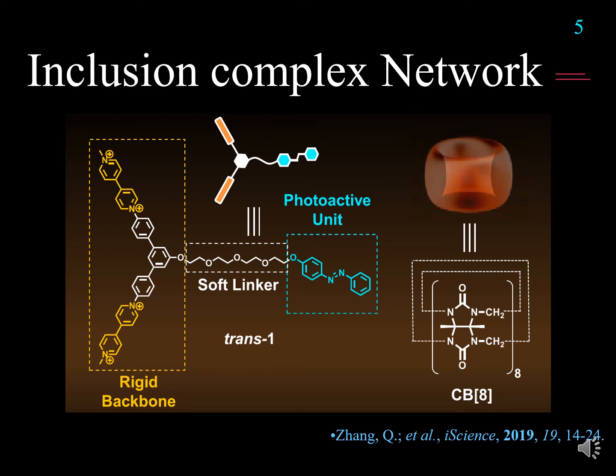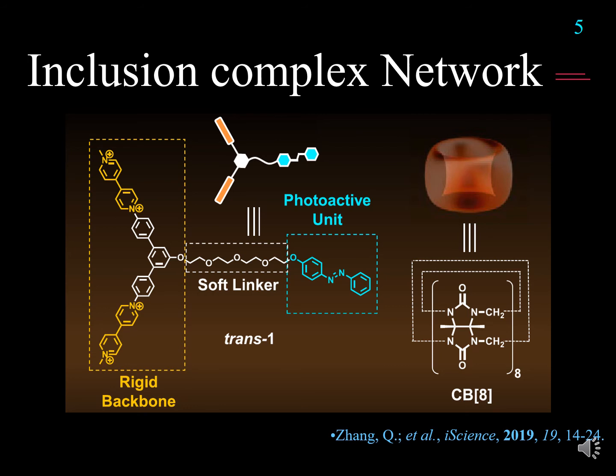As you can see, cucurbituril 8 is very huge. So they can host two of the arms, right? The first arm from the first molecule and the second arm from the second molecule, they have inclusion complex. After you have inclusion complex, you have this kind of network. So this is a two-dimensional network. This two-dimensional network can act as a molecular sieve, which has a very small pore size.